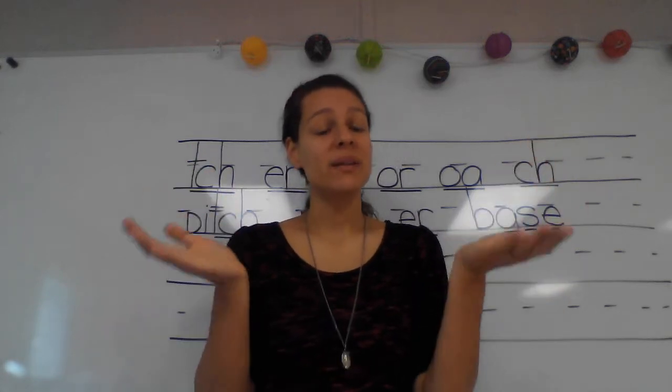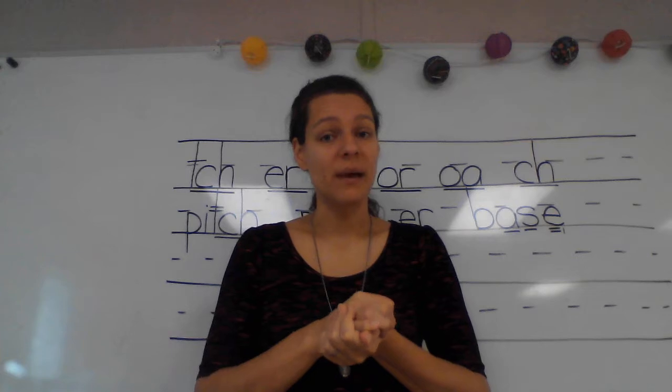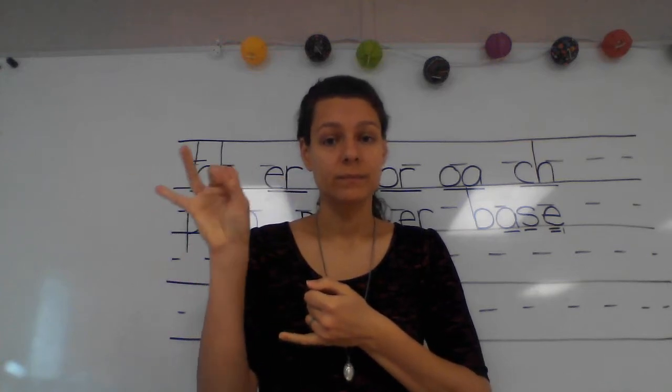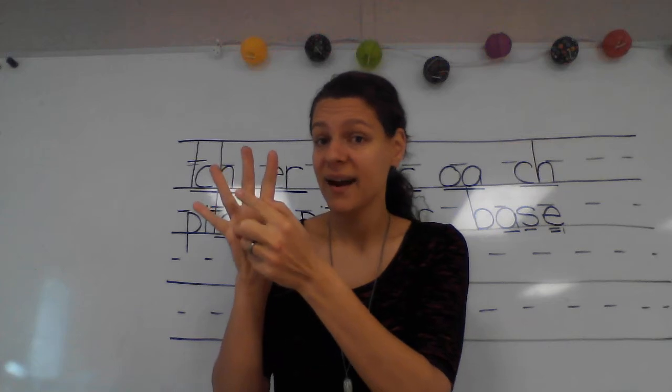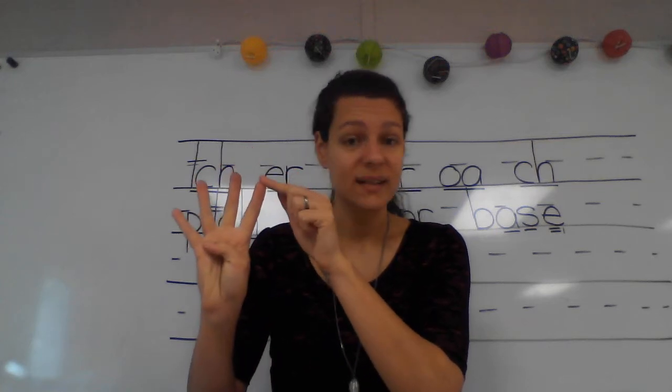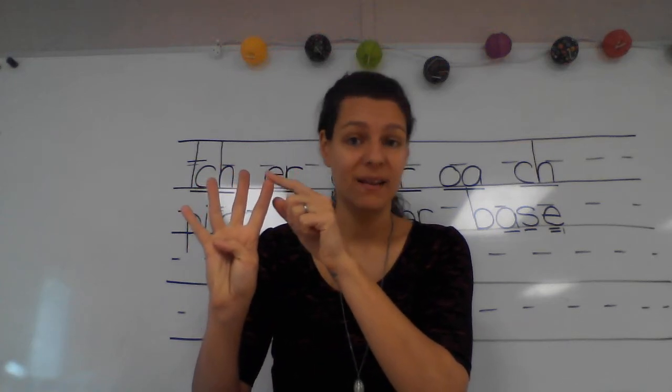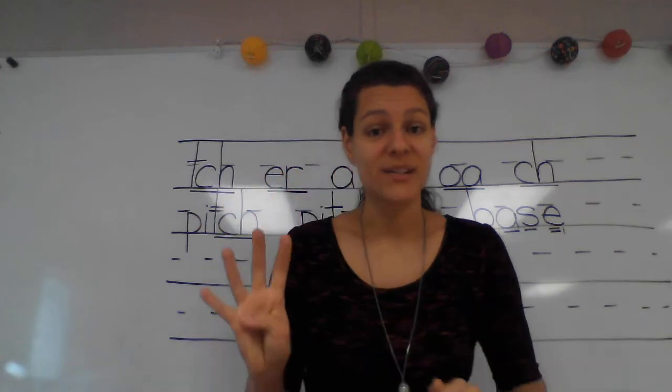All right, the first syllable is base. What are we going to write for base? Good, we still have to make our A say A. So what is this? Good, silent final E job 1. Write that first syllable base.